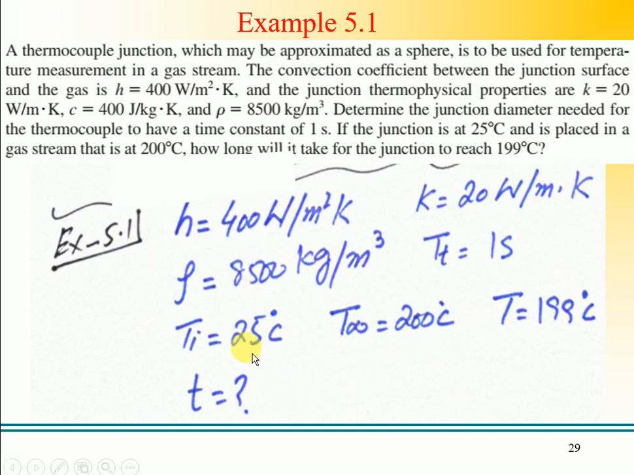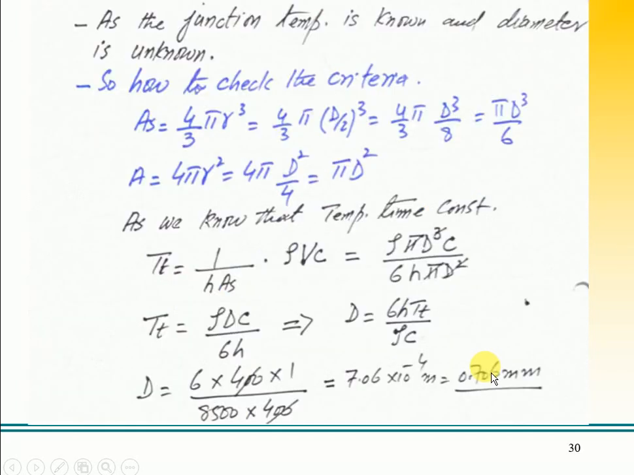We are given h, k, rho, the time constant, the initial temperature T initial, which is 25 degrees centigrade, and T infinity, which is 200, and the time to reach 199 degrees centigrade is to be found out. As the junction diameter is unknown, how do we check the criteria? First we check the criteria, and then we can move forward.